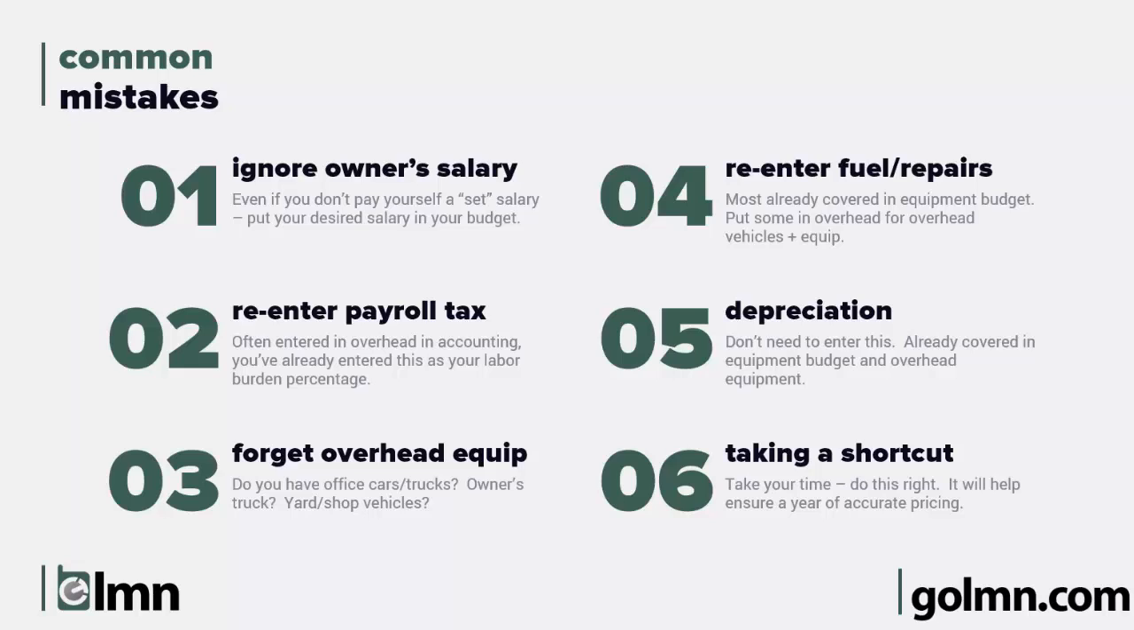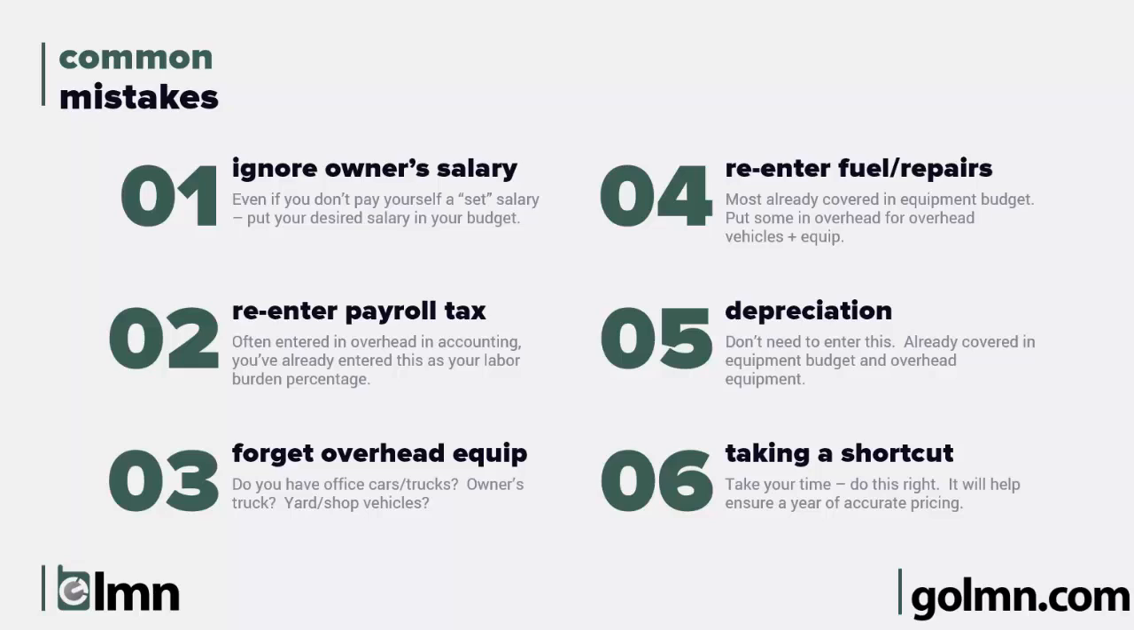Things that belong in the overhead budget when it comes to equipment include things like the owner's truck, if the owner's truck isn't actually working jobs day to day. Office cars or vehicles, so if your salesperson has a car or vehicle, or the owner's wife has a car or vehicle. Yard and shop vehicles, so if you've got a loader that works at your yard and really doesn't ever go out to jobs, it's an overhead expense if you need to replace that loader, and it should be in your overhead budget.